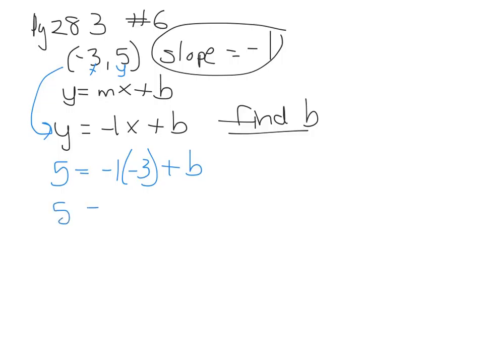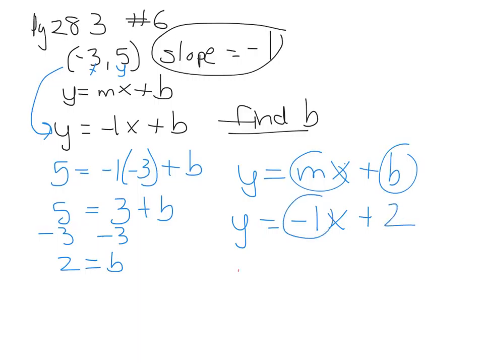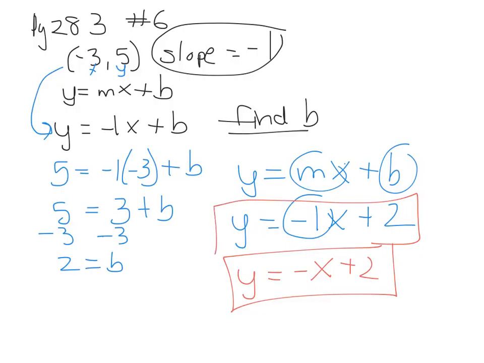So my 5 equals -1 times -3 is 3, and subtracting 3 from both sides, I get that my b equals 2, and now I'm ready to write my equation, filling in what the m is and filling in what the b is. y equals -1x plus 2, and note that the book will almost always just write the answer as y equals -x plus 2. I'll accept either one of these as being okay. Okay.